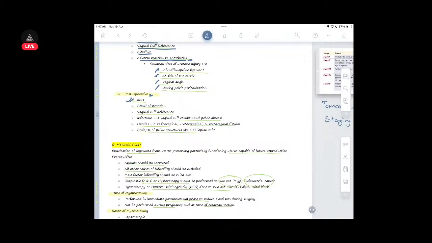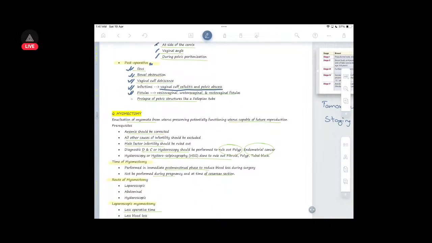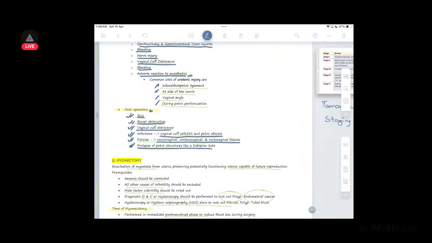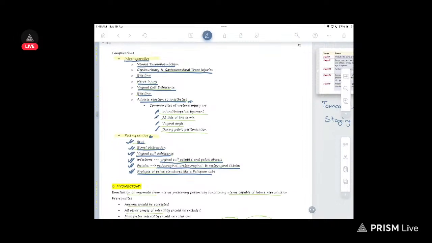Post-operative, you will find ileus, bowel obstruction, vaginal cuff dehiscence, infections where vaginal cuff cellulitis and pelvic abscess can be seen. Fistulas will be there, which are vesicovaginal, ureterovaginal or rectovaginal fistulas. Prolapse of pelvic structures like fallopian tube will be seen. Post-operative ileus, bowel obstruction, vaginal cuff dehiscence, cellulitis, pelvic abscess, all of them can occur. Okay, intraoperative: venous thromboembolism, genitourinary, gastrointestinal tract injuries, bleeding, nerve injury, vaginal cuff dehiscence.